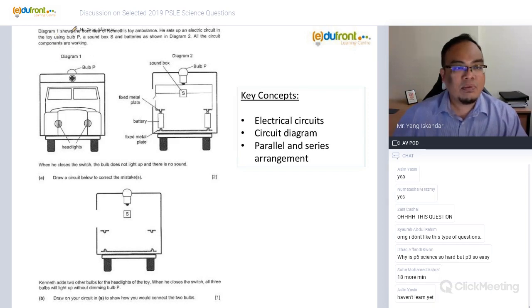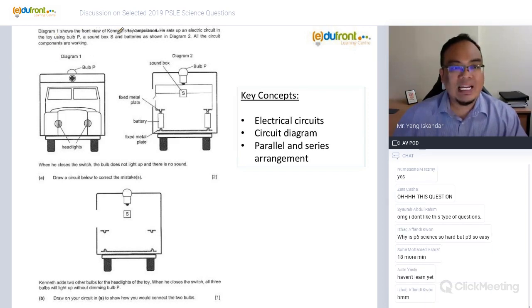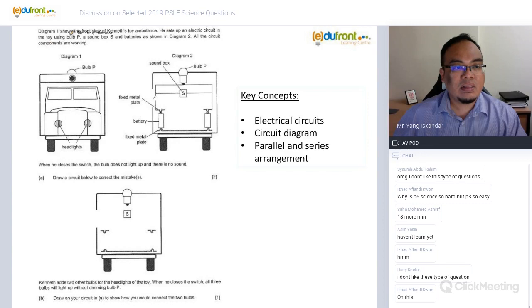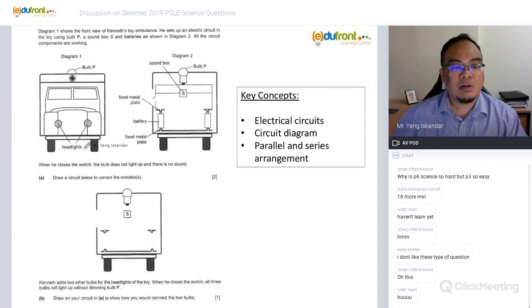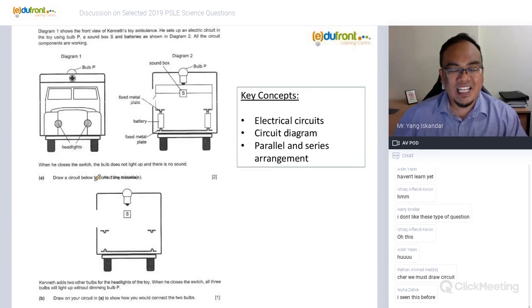All right. Diagram 1 shows the front view of Kenneth's toy ambulance. He sets up an electric circuit in the toy using bulb P, a sound box S, and batteries as shown below. All the circuit's components are working. When he closes the switch, the bulb does not light up and there's no sound. Draw a circuit below to correct the mistake.